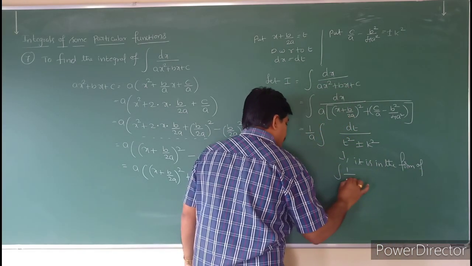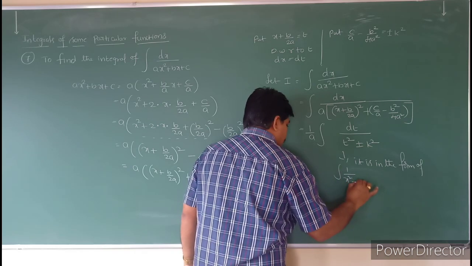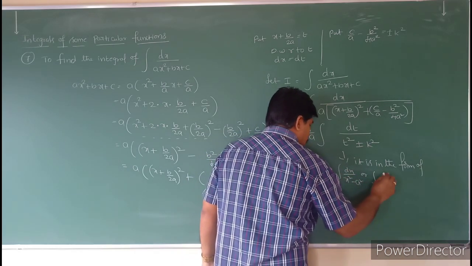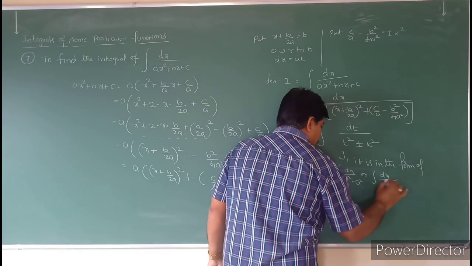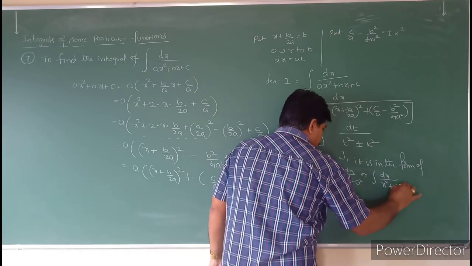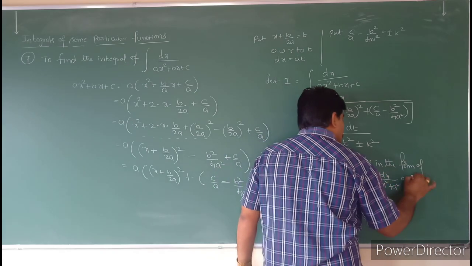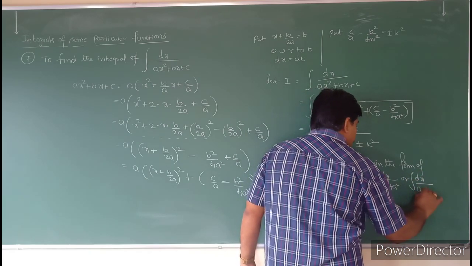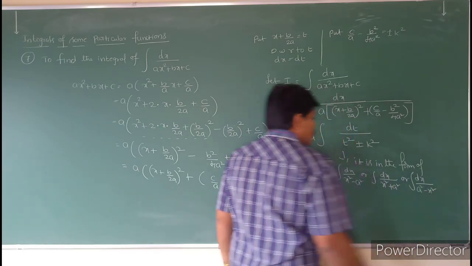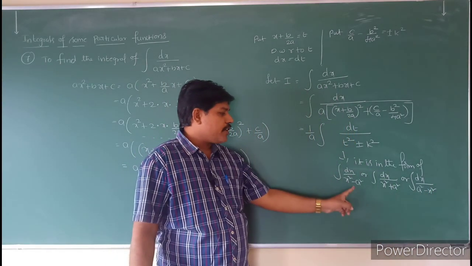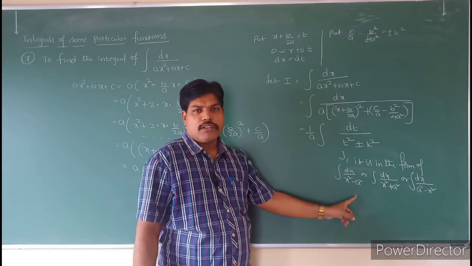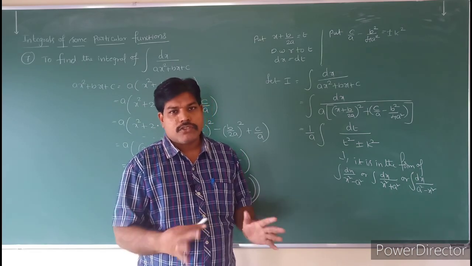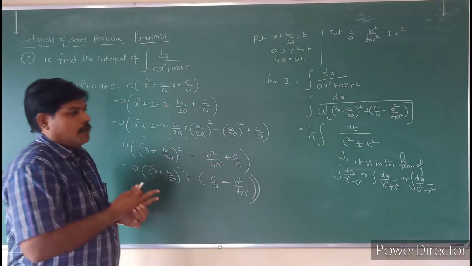It is in the form of integral of dx by x square minus a square, or integral of dx by x square plus a square, or integral dx by a square minus x square. So this problem is converted into any one model. Then automatically you know the formula, and you will apply that formula. So see that model, students, once again.